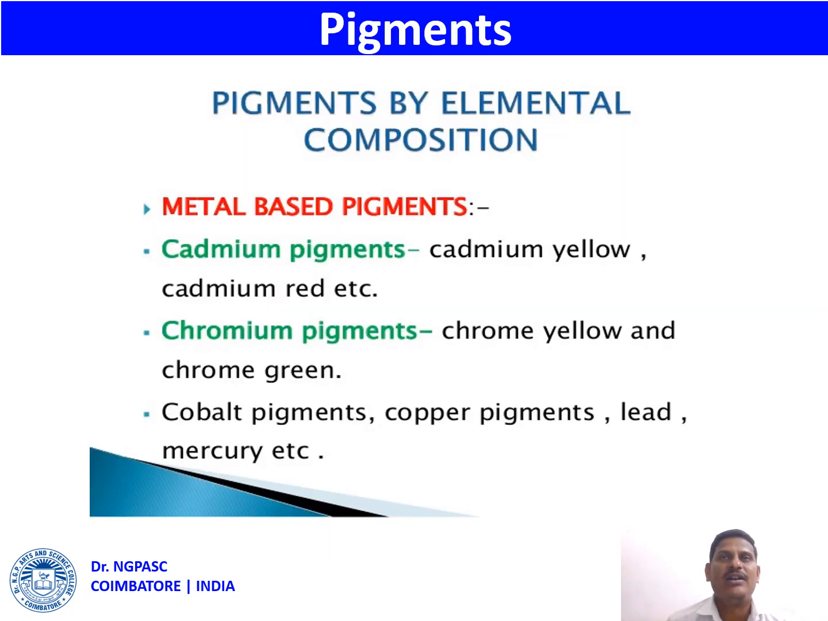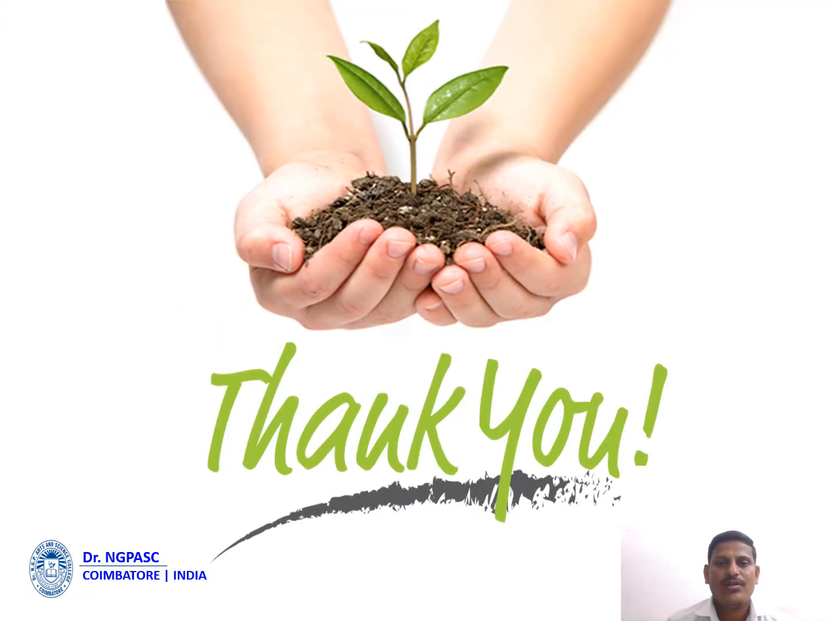There are different varieties of pigments. Pigments based on elemental composition are metal based pigments. For example, cadmium pigments: cadmium yellow and cadmium red. Chromium pigments: chrome yellow and chrome green. Then cobalt pigments, copper pigments, lead, mercury, etc. Beyond that, there are organic and biological pigments. Some examples are carbon black, etc. Thank you.